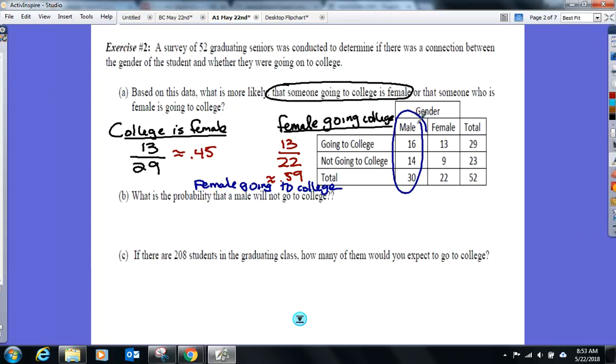So how many males are there? 30 males, right? And out of the 30, how many are not going to college? 14. So if you want to reduce that, go right ahead. And if not, we can leave it 14 out of 30.